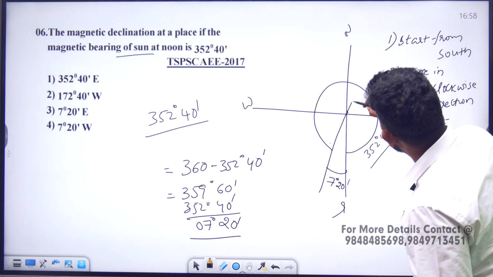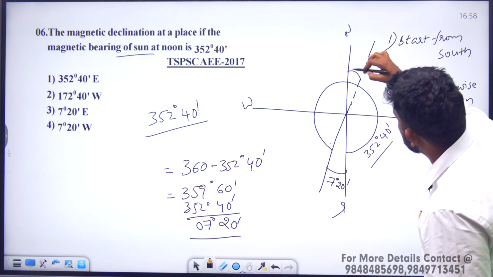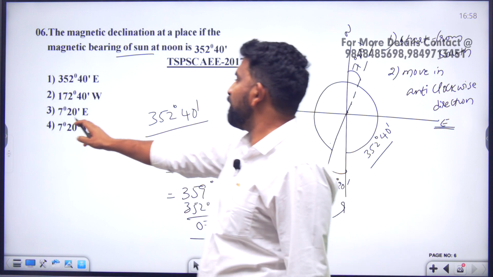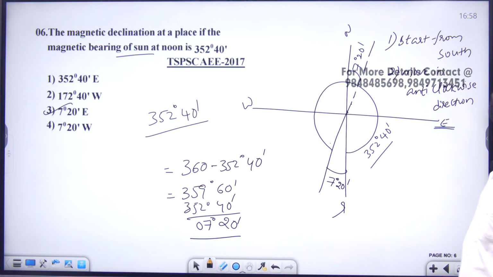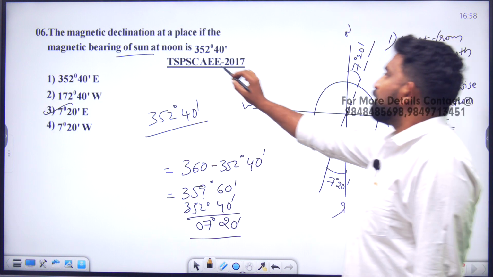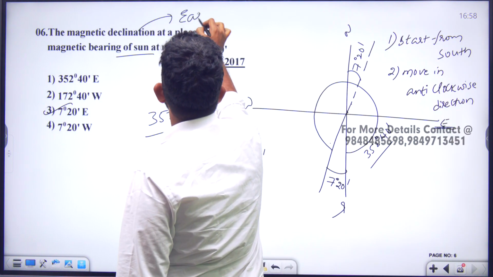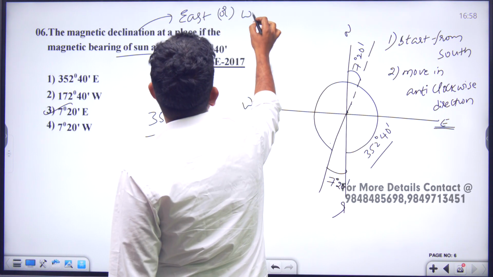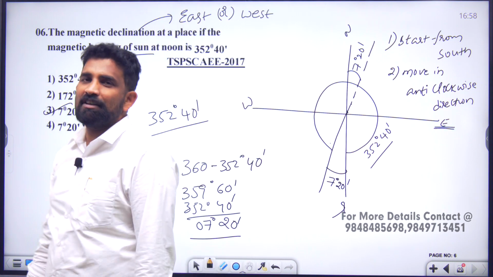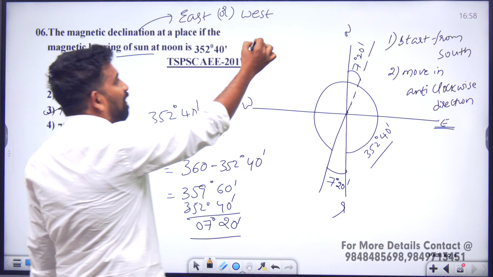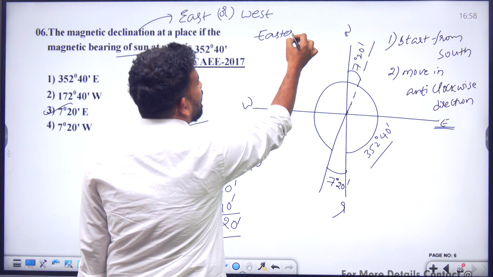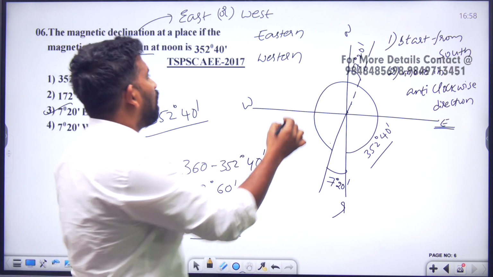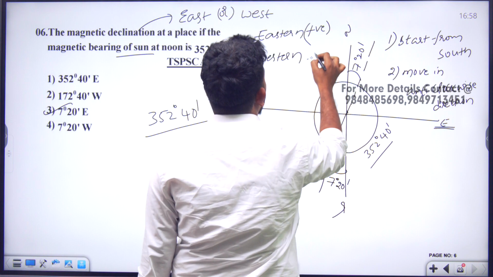If I extend this further, obviously this angle also will be 7 degrees 20 minutes. And now this is lying towards east. So the declination is 7 degrees 20 minutes east. Because the declination will be either towards east or west. It won't be towards north or south. Only two declinations we will be having: eastern declination and western declination. Eastern declination will always be positive. Western declination will always be negative.